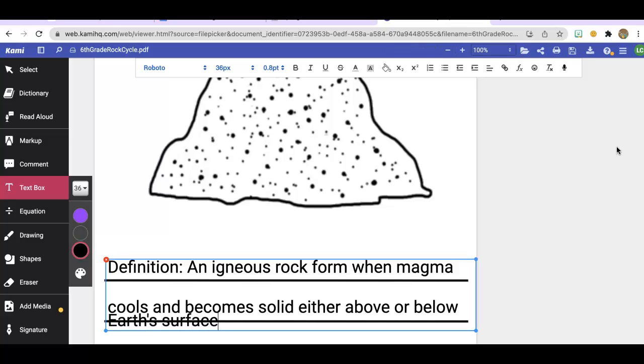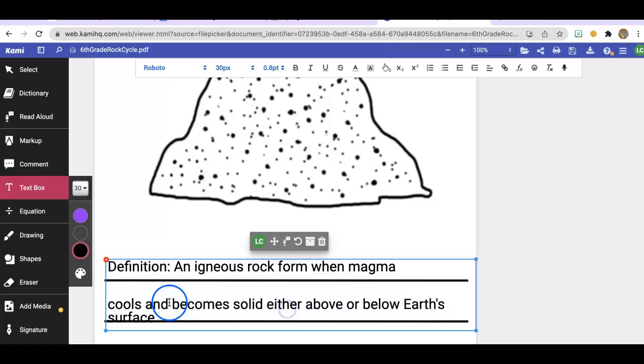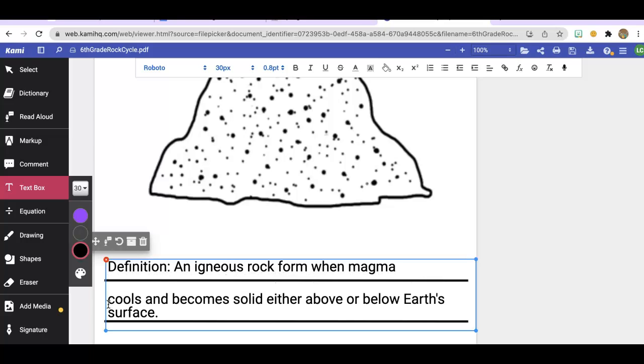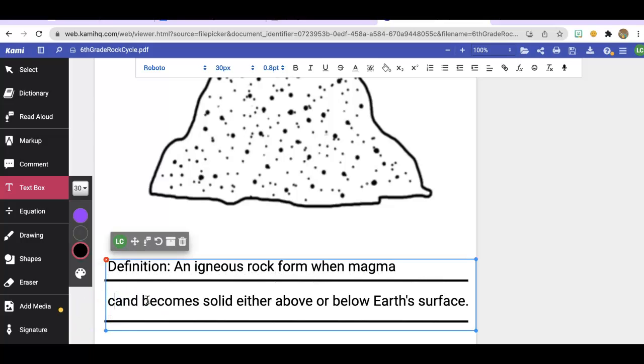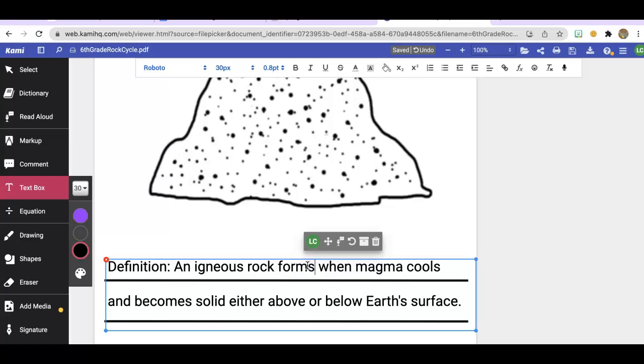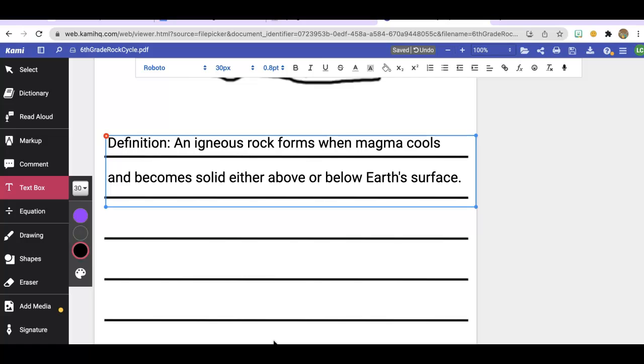Don't worry, I will fix my lines in just a moment. I'm going to make it a little bit smaller so I can get it all on 2 lines. There you go. That is your definition. An igneous rock forms, make sure you put the S on forms, when magma cools and becomes solid either above or below Earth's surface. Now you need 2 facts.